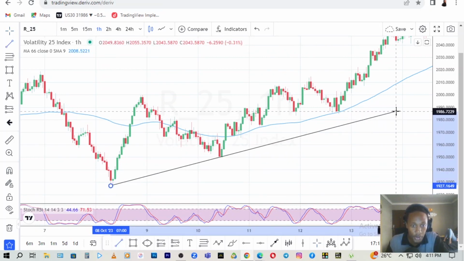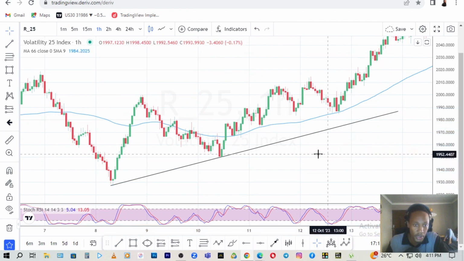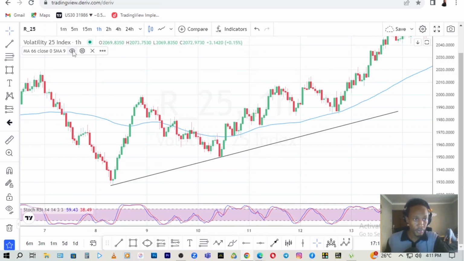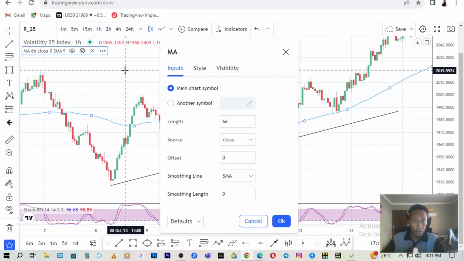But before we go into trends, let me just show you my secret ingredient, my indicator, right? So this is my indicator. Simple moving average. You put your length on 66, your source on close, offset on 0. We care less about these two, right? We care more about this part over here, the offset, the source and the 66 length. So then you press OK.